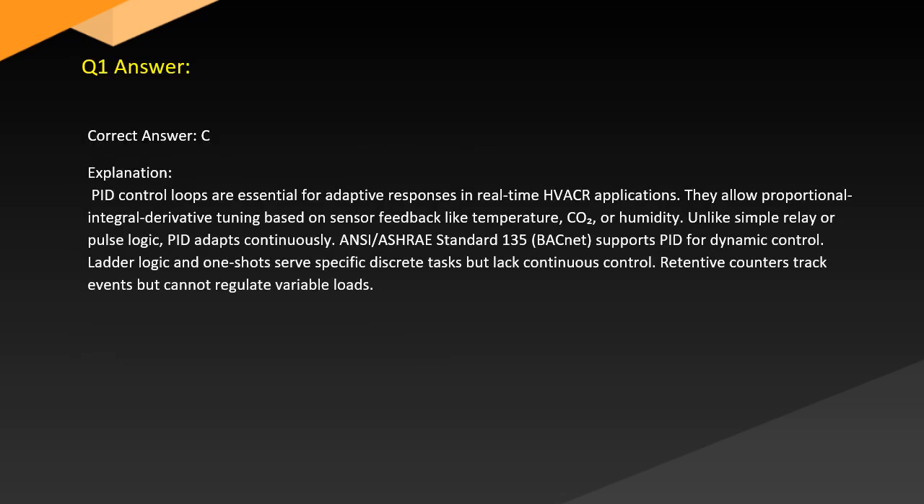Answer. Correct answer: C. Explanation. PID control loops are essential for adaptive responses in real-time HVACR applications. They allow proportional-integral-derivative tuning based on sensor feedback like temperature or humidity. Unlike simple relay or pulse logic, PID adapts continuously. And ASHRAE Standard 135 BACnet supports PID for dynamic control. Ladder logic and one-shot serve specific discrete tasks but lack continuous control. Retentive counters track events but cannot regulate variable loads.